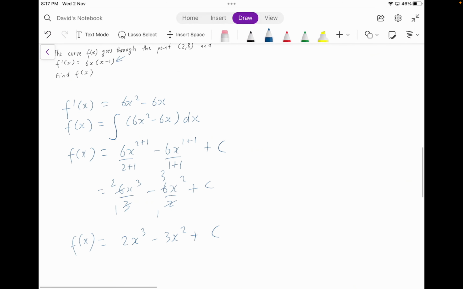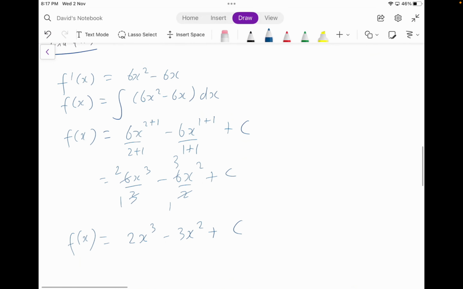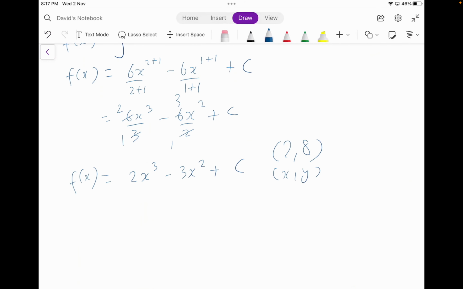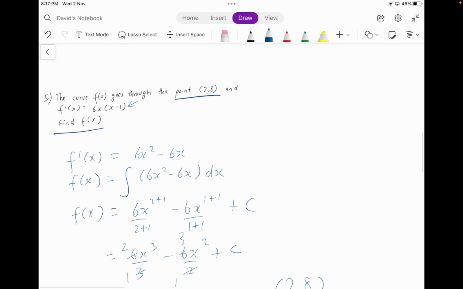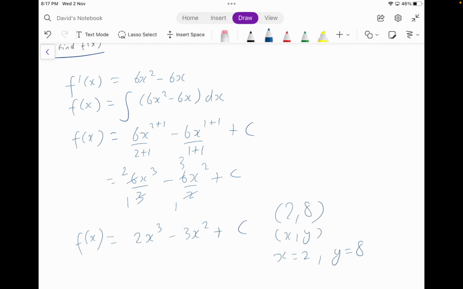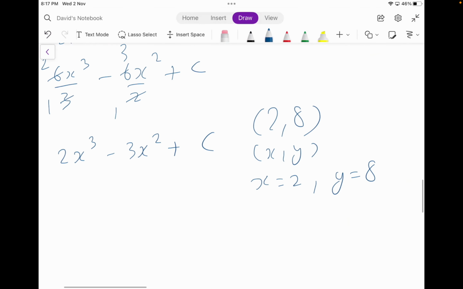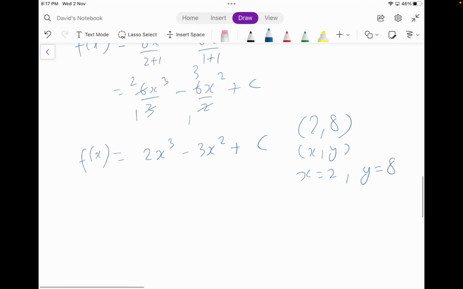Now the question is asking us to find f of x fully, since it goes through the curve. f of x goes through the point (2, 8). They have given us (2, 8), which could be x, y. So the x value here is 2, the y value here is 8. Have they given us any other values? No other values. All you need to do is just substitute the value of x, as well as the y value.